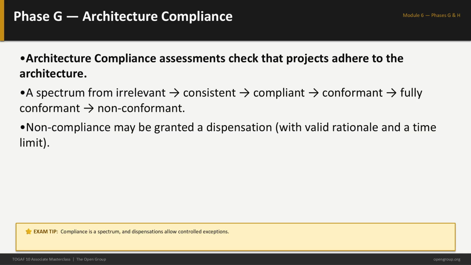Phase G relies heavily on architecture compliance assessments, formal checks that projects are adhering to the architecture. Compliance isn't simply yes or no, it's a spectrum. A project can be irrelevant to the architecture, consistent with it, compliant, conformant, fully conformant, or non-conformant, each a defined degree of alignment. And when something is non-compliant but there's a good business reason, the governance body can grant a dispensation, a controlled, time-limited exception with valid rationale. So two exam points here: compliance is a spectrum of degrees, not a binary, and dispensations are the mechanism for allowing controlled exceptions.